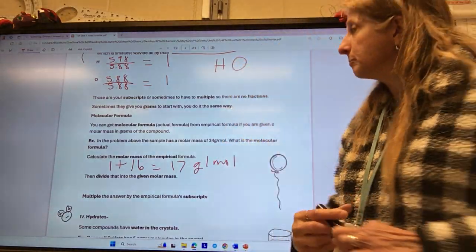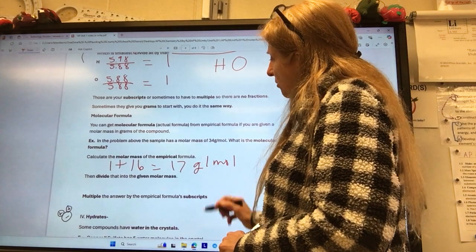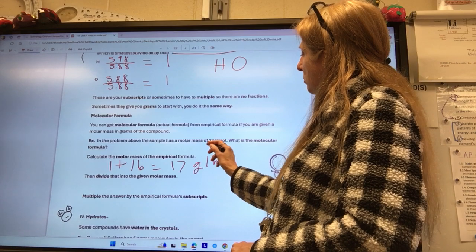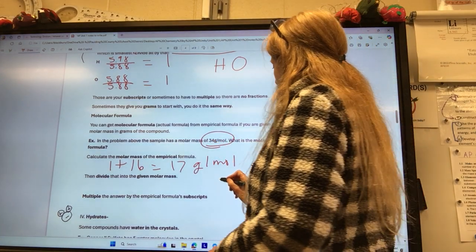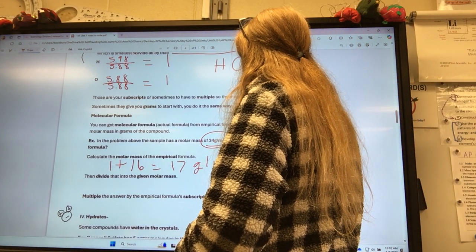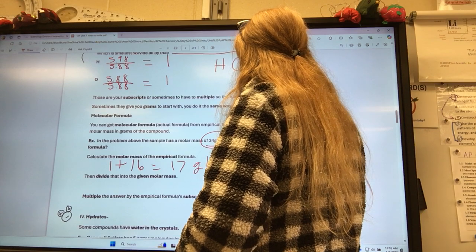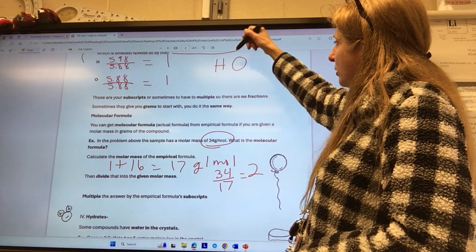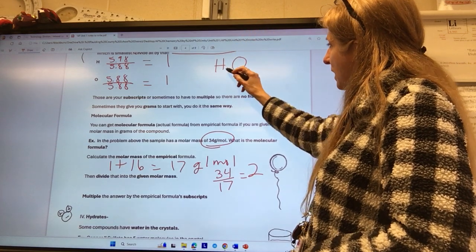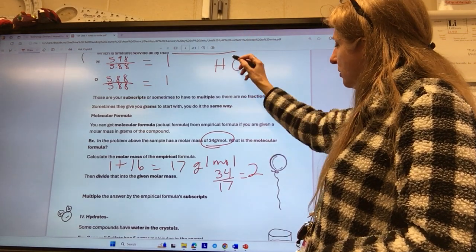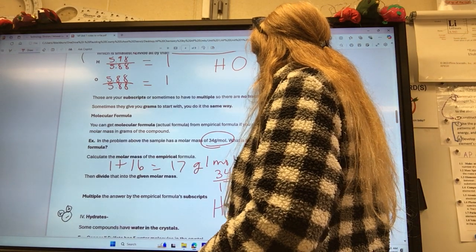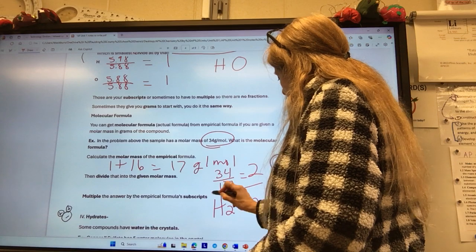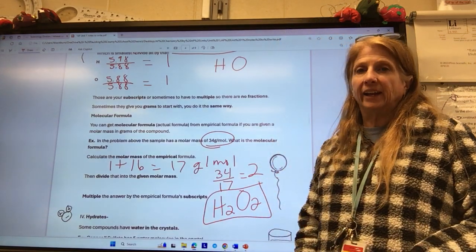Okay, next, you divide this into the given molar mass. Notice I have a problem with a given molar mass. So I'm going to do 34 divided by 17, and that equals 2. So that is what I multiplied the subscripts of my empirical formula by. That's an understood 1. So 2 times 1 is 2, and 2 times 1 is 2. Dun, dun, dun, it was peroxide, H2O2.